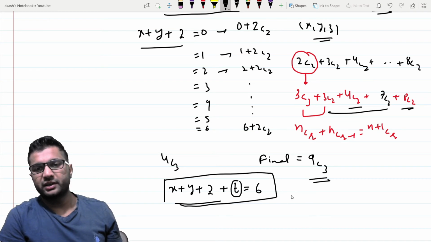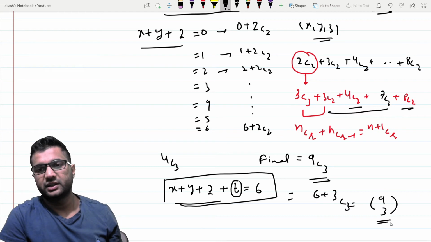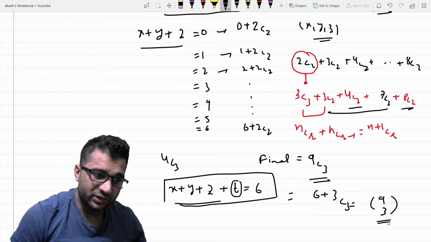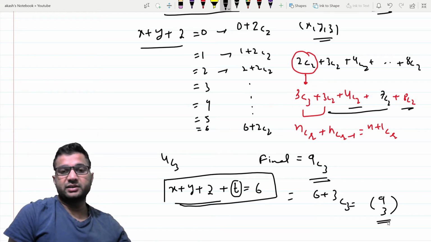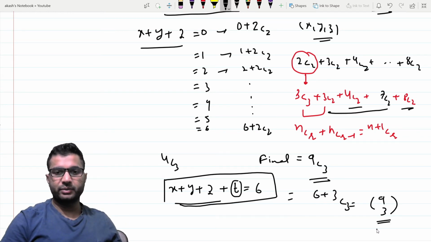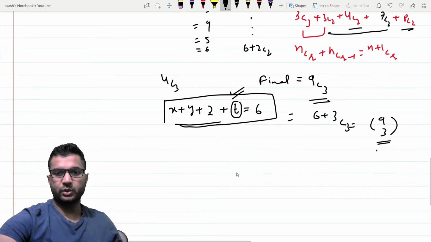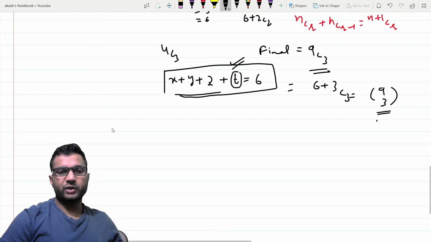So this can be done in how many ways? We have 4 beggars, so I just need to add one dummy coin, one lesser dummy coin, which is 3c3. So the direct answer will be 9c3. Okay, so this is my final answer, 9c3. So we could do it directly by just introducing one extra variable, which is t. So in case of inequalities, we can do such manipulations in order to have a simpler approach to solve such problems.